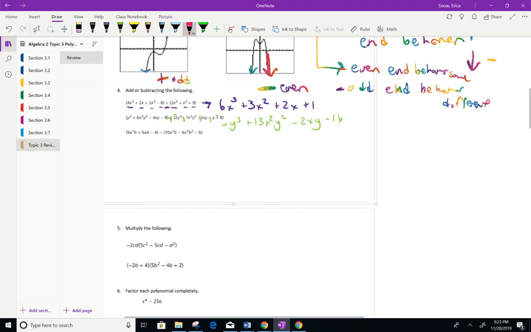And then our last one, we have subtraction again, so we're going to add and change all of our signs. We have negative a cubed b plus 6a squared b squared plus 6ab, and then positive 6 and negative 4 is plus.